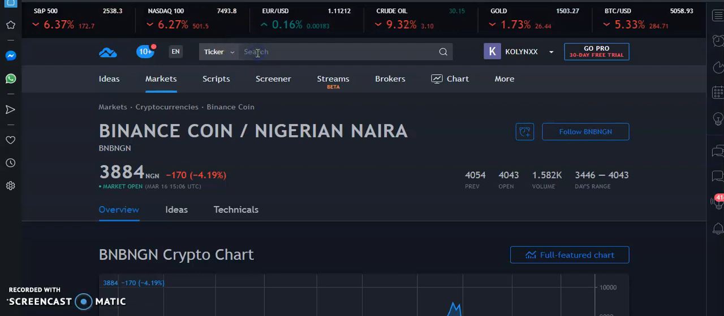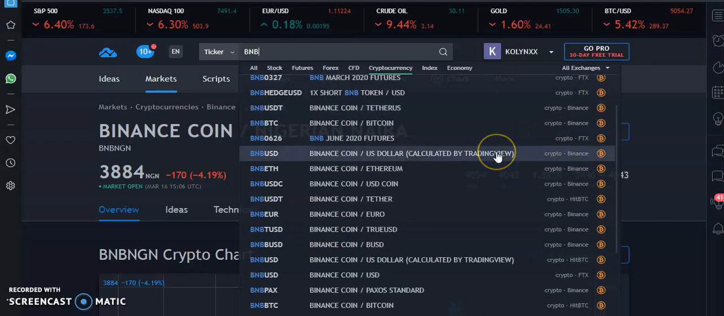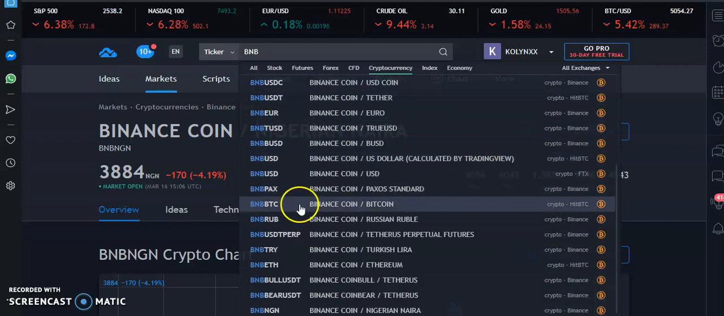First of all, I'm already logged into my TradingView account. You come to this very place and check which coin we are going to do the analysis on. We could choose, let's use BNB BTC on Binance. We search for it, BNB BTC on Binance.